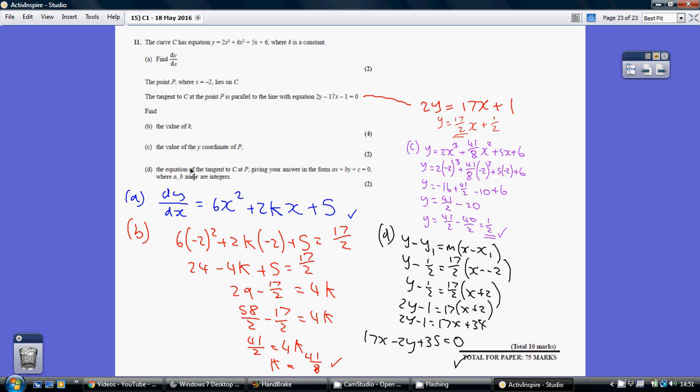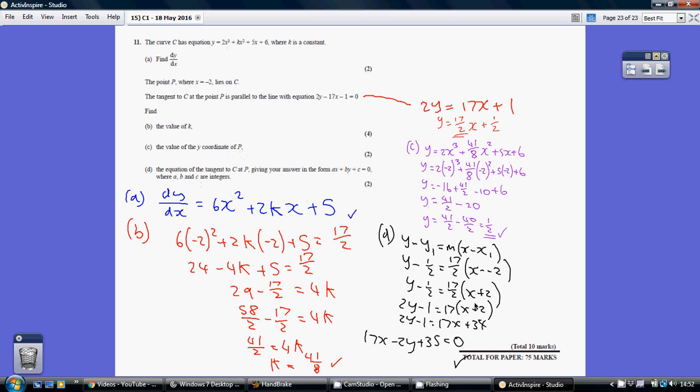Now for part D, we've got to work out the equation of the tangent, so we use the formula y minus y1 equals m(x minus x1), because that's how we find an equation of a straight line, and of course a tangent is a straight line. So what do we need to know? We need to know a point on the line. Well, we know when x is minus 2, y equals a half, and we need to know the gradient of the curve, which we know is 17 over 2. So just substituting that into this.